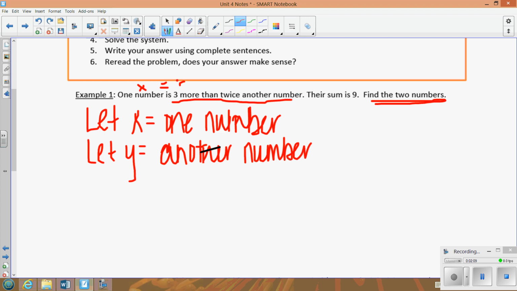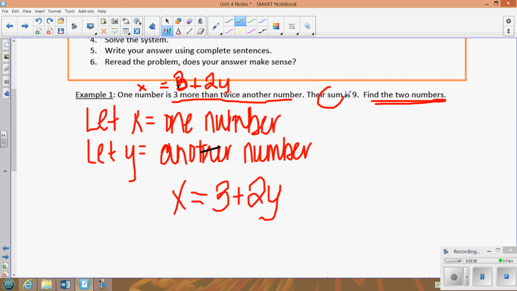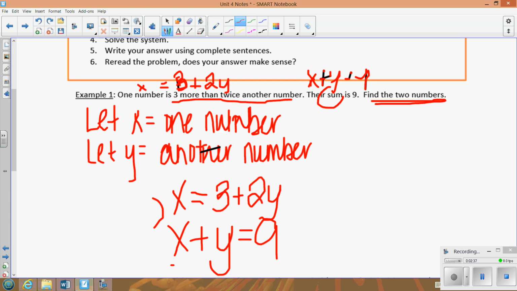So 3 more would be 3 plus twice another, 2 times y. So there's my first one. x equals 3 plus 2 times y. Their sum is 9. So that means when I add them, I'm going to get 9. So x plus y is equal to 9. So this is your system, and then you would solve it using one of the methods.